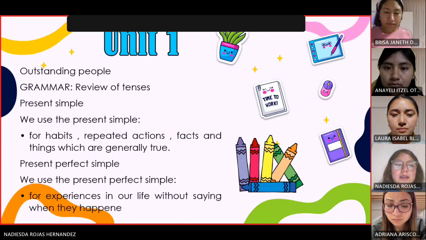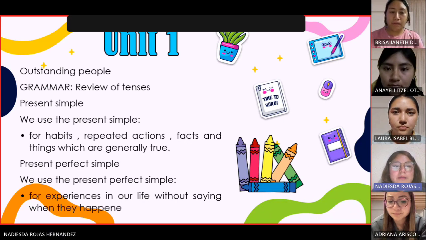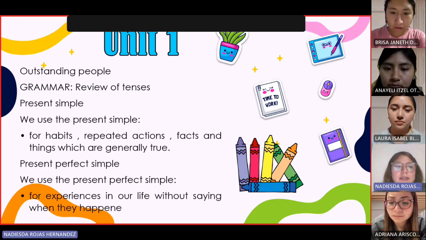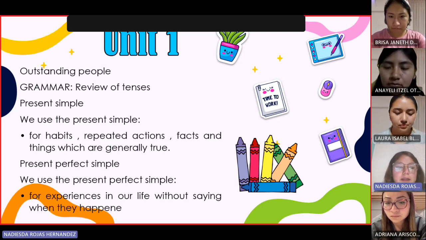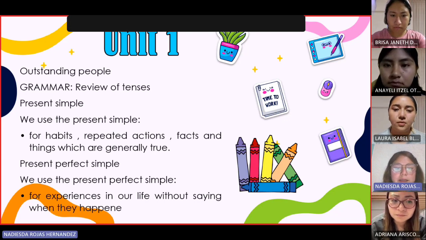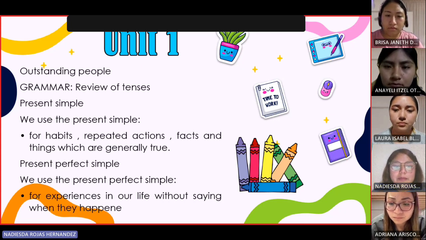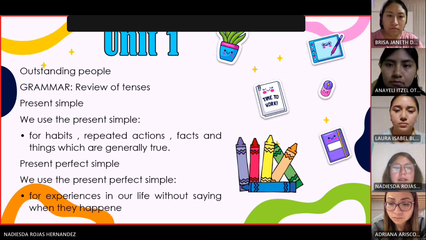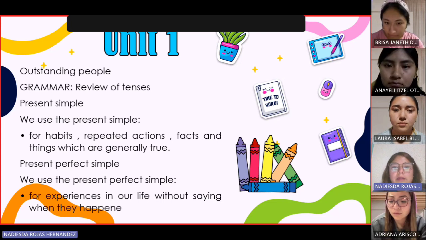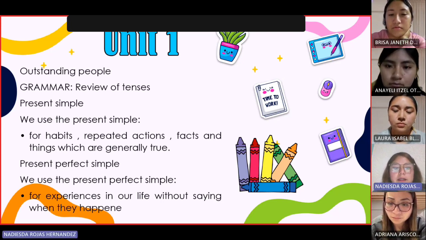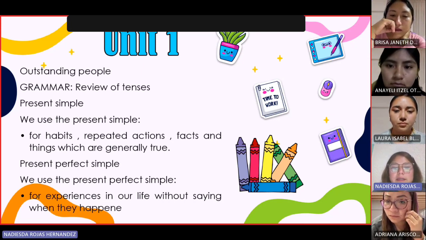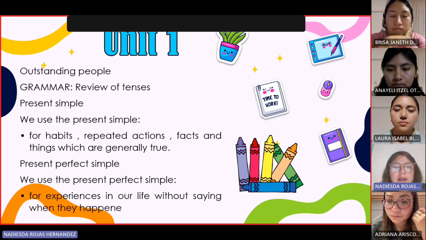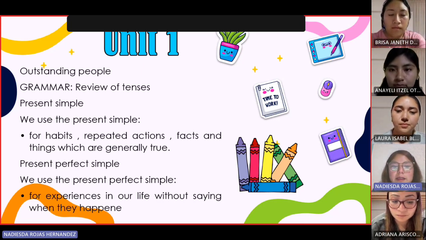Unit 1. Grammar, review of tenses. Present simple. We use the present simple for habits, repeated actions, and things that are generally true. I usually do homework and everything. We also use it with state verbs, short-term state verbs, verbs of permanence, and verbs of senses.